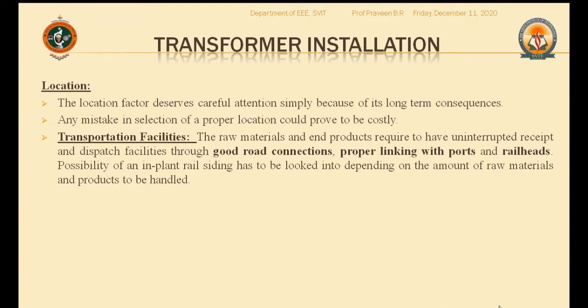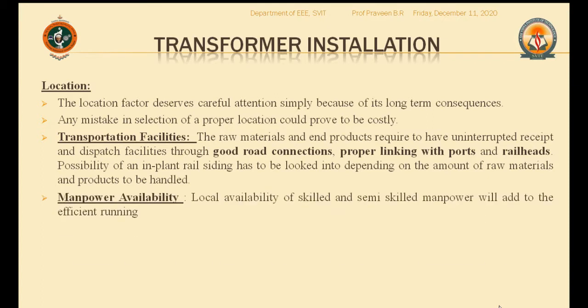Whether the raw materials you are keeping are close by to the installation site or not, because the raw materials required will be continuously used. Therefore, there should be proper good road connections, proper linking with the ports, and rail heads which are possibly required.